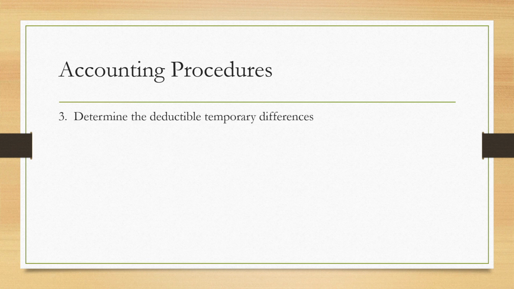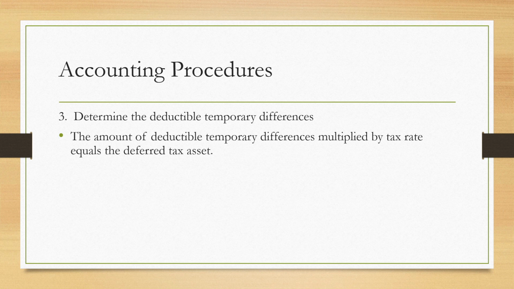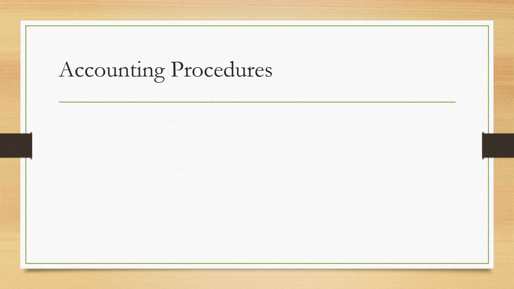Number 3, we have to determine the deductible temporary differences. The amount of deductible temporary differences multiplied by tax rate equals deferred tax asset. Entry: debit to deferred tax asset, credit to income tax benefit. So income tax benefit is a deduction from your total income tax expense for the current year.